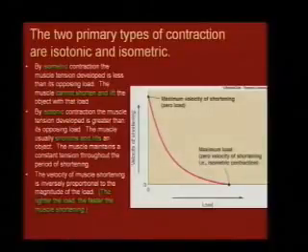Now, with isotonic contraction, you can develop tension greater than the opposing load. The muscle will shorten as a result of that, and when it does, it moves. It creates movement, and if that tension is greater than the opposing load, you can move that. Okay. All right.